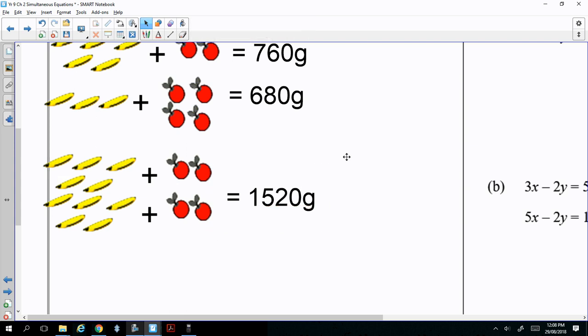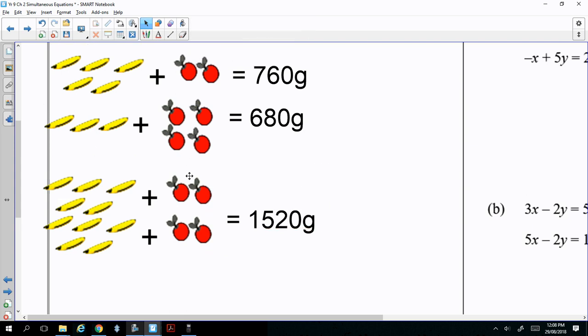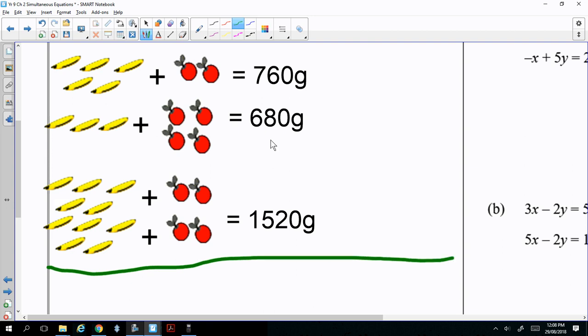Now, can you see why I double this? Now I could compare them. There's both of them 4 apples. So now, can you see why I double? Because once I double, they both have the same amount of apples. Therefore, the extra bananas contribute to the extra weight. Does that make sense? So both of them have 4 apples.